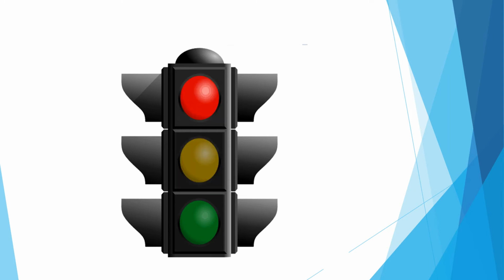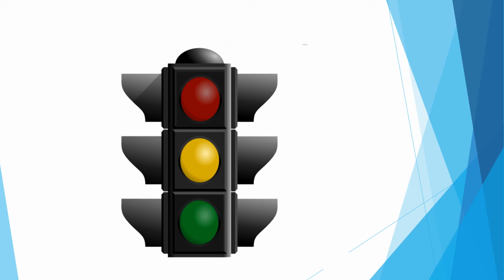Okay kids, now see me, what can you see in this light? Yes, you can see signal light. Yes, very good. You can see signal light in this light. Now where do you find the signal light? You find the signal light on the road from where you cross the road.